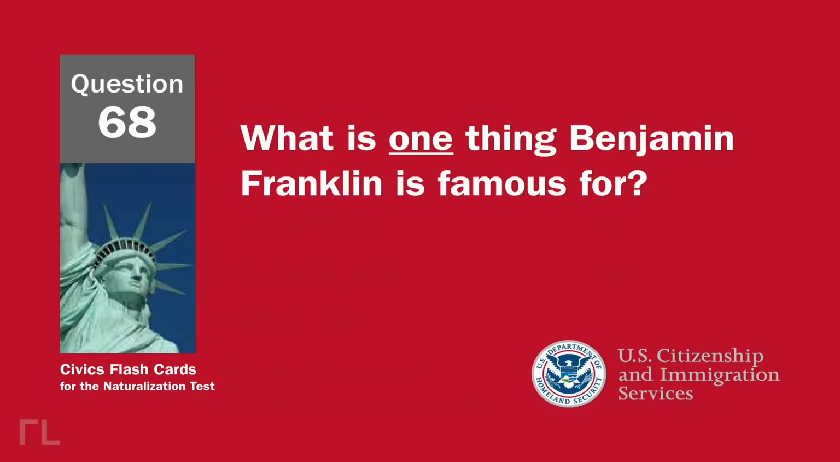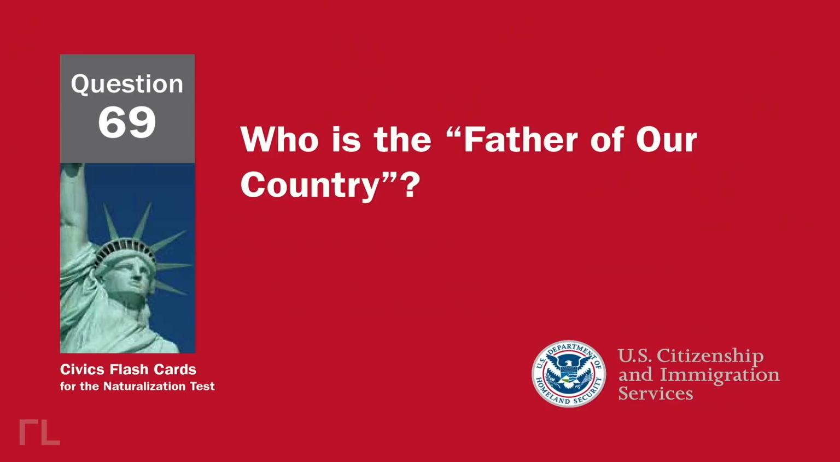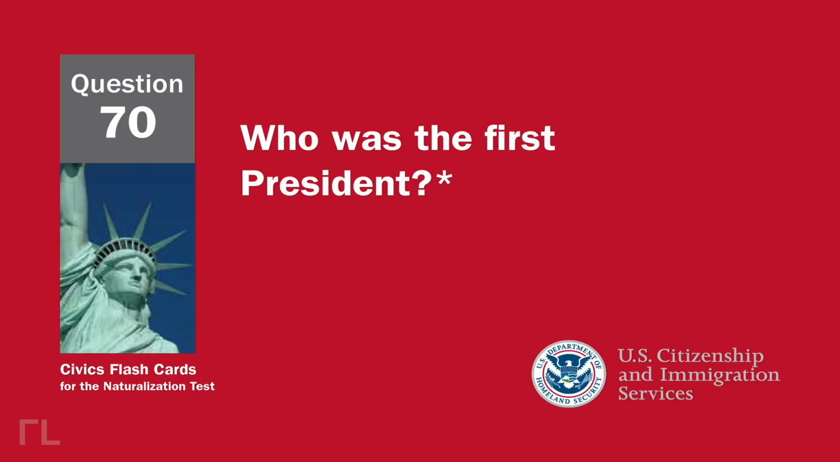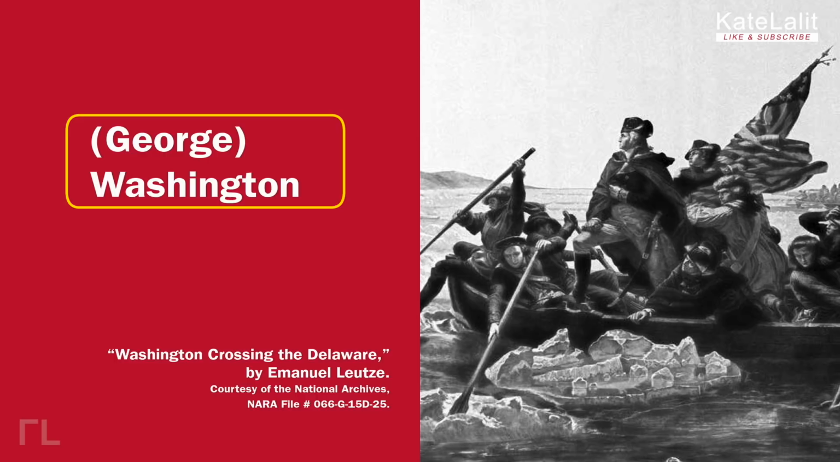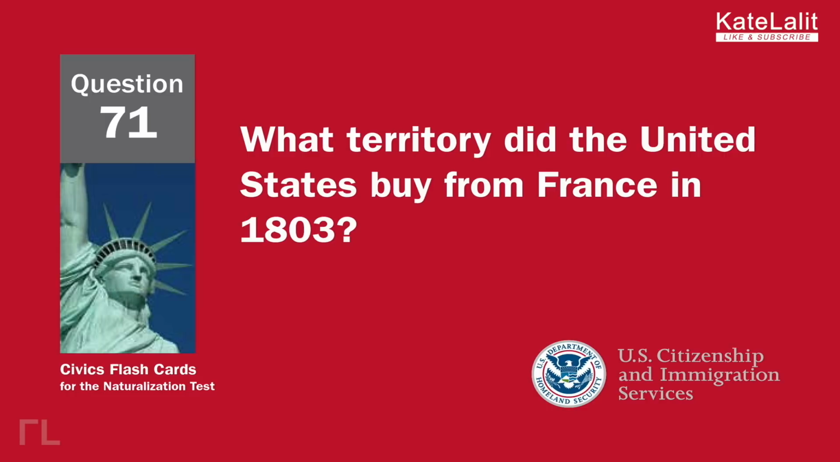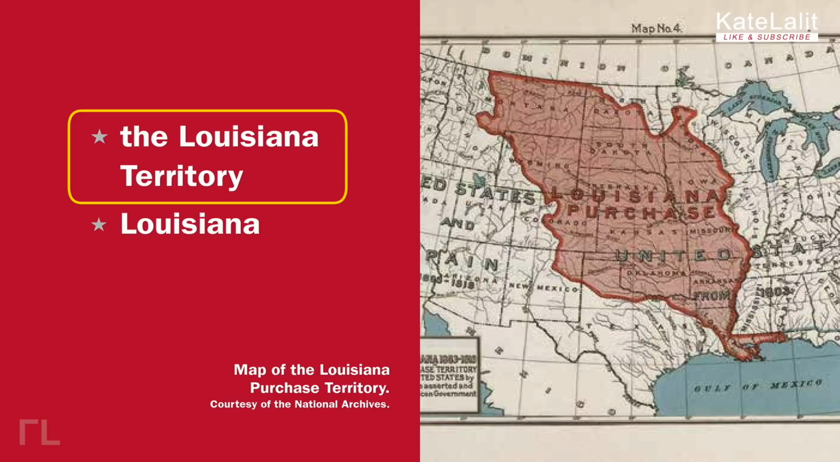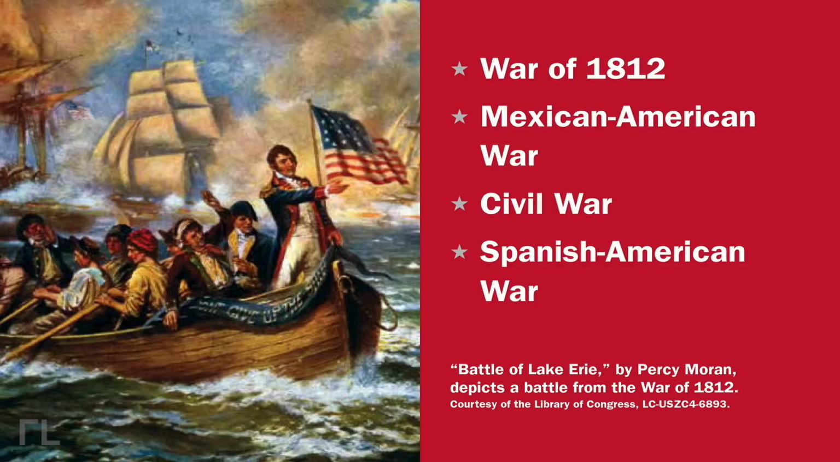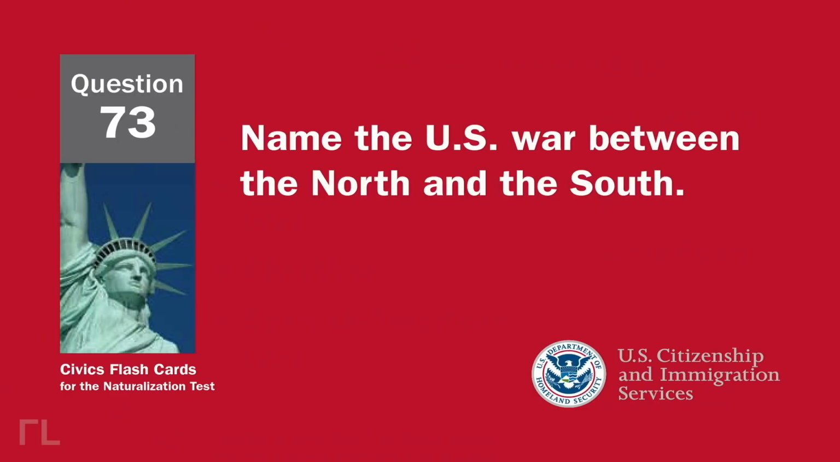What is the one thing Benjamin Franklin is famous for? U.S. diplomat. Who is the father of our country? George Washington. Who was the first president? George Washington. What territory did the United States buy from France in 1803? The Louisiana Territory. Name one war fought by the United States in the 1800s. Civil War. Name the U.S. war between the North and the South. The Civil War.